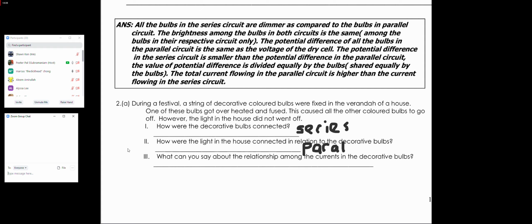Parallel. That's why it's not going off. Very good. What can you say about the relationship among the currents in the decorative bulbs? The decorative bulbs were all connected in series. So in series, what is the relationship of current? Same. Same amount of current flows to each of the bulbs.